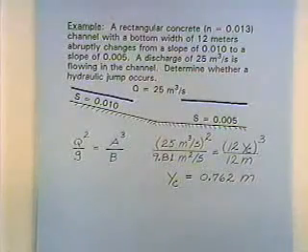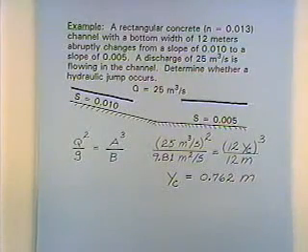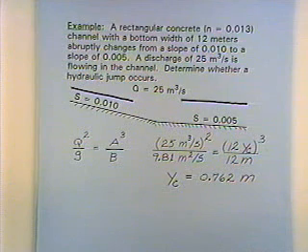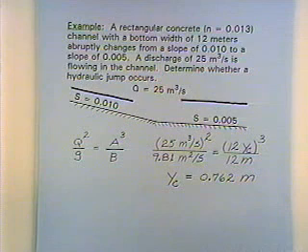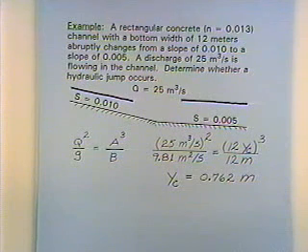an example problem now illustrating the basics. We've got a rectangular channel. It's concrete. That means the Manning's n is about 0.013. We've got a bottom width given as 12 meters, and it's abruptly changing from a slope of 0.01 to a slope of 0.005. So it's changing from a steep slope to a less steep slope, and we've got a discharge of 25 cubic meters per second flowing in the channel, and we want to determine whether a hydraulic jump occurs.